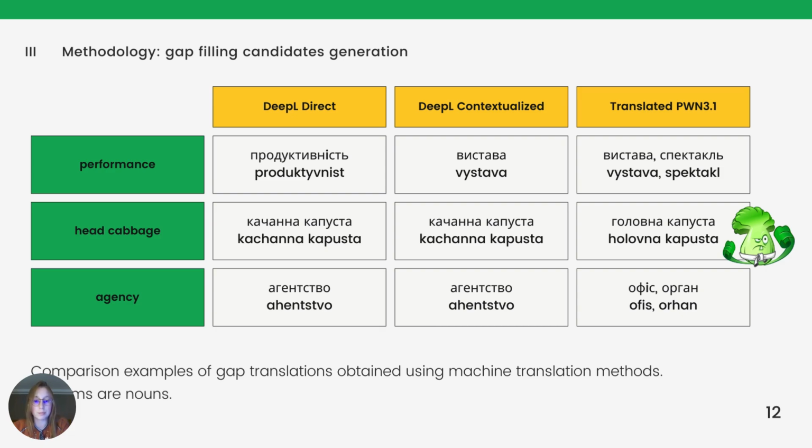questionable. For example, machine translation can generate Russianisms such as "Kachana kapusta" seen in row 2 of the table, or false concepts like "Holovna kapusta", which does not even exist in the Ukrainian language. Furthermore, the issue of ambiguity demonstrated in row 1 and row 3 presented challenges by offering multiple possible senses.